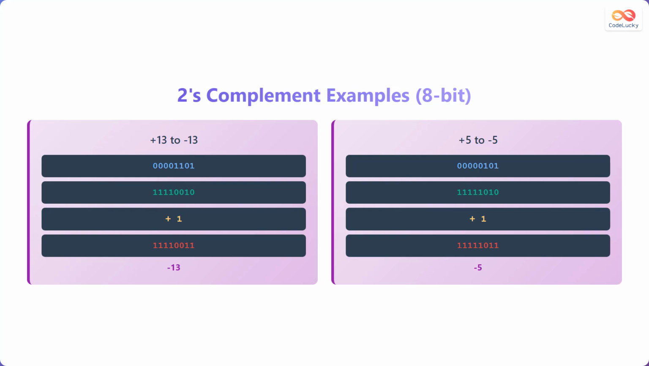For the second example, to convert positive 5 to negative 5, we start with the binary representation of positive 5, which is 00000101. The 1's complement is 11111010. Adding 1 to it gives us 11111011, which is the 2's complement representation of negative 5.